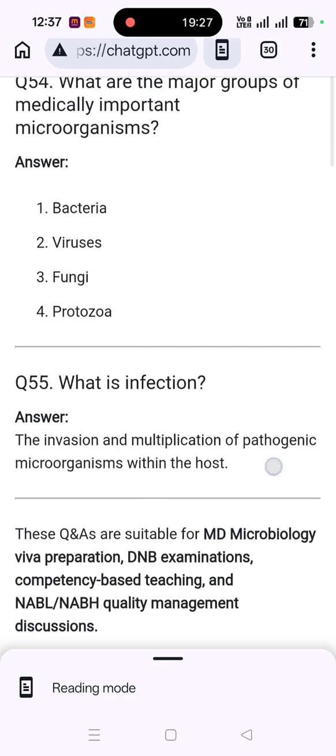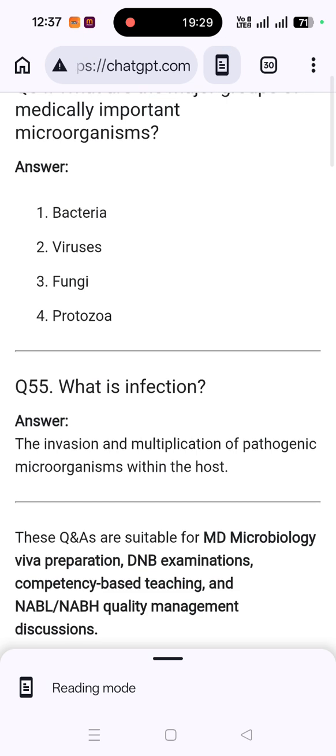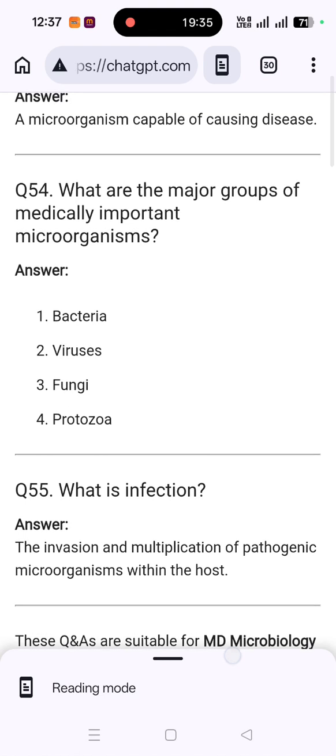Then what is infection? The invasion and the multiplication of the pathogenic organisms within the host. So, if it invades as well as multiplies, then that is known as infection by the pathogen. So, it is a pathogenic microorganism.